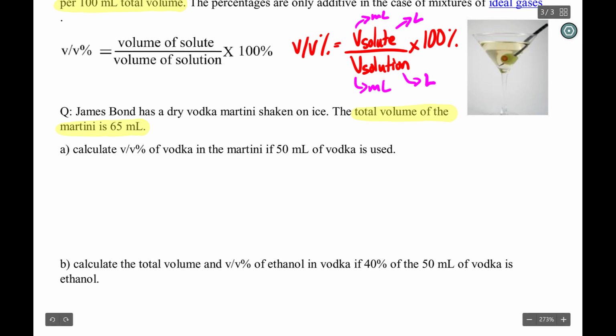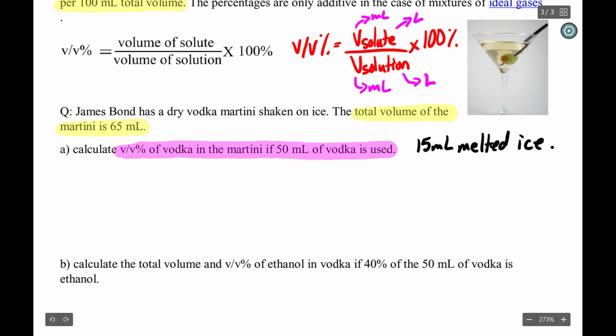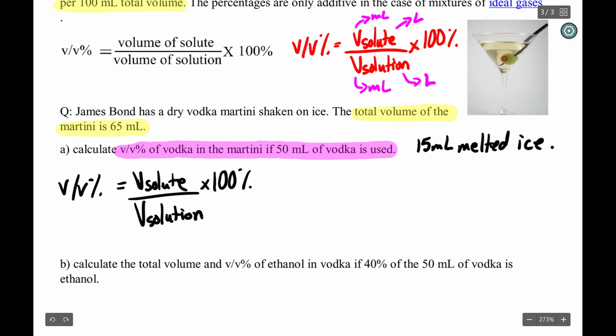Calculate the volume percent of vodka in the martini if 50 milliliters of vodka is used. So the other 15 milliliters must be coming from melted ice to make up the rest of that martini. So volume percent is equal to the volume of the solute all over the volume of the solution times 100%.